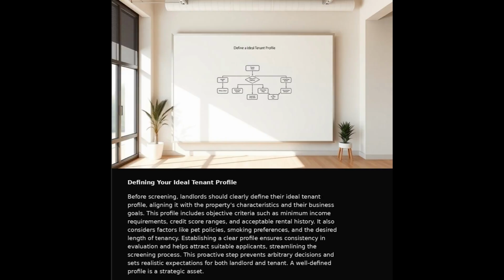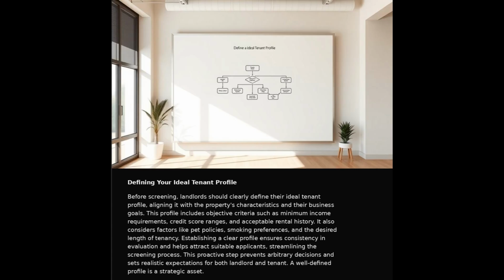Defining your ideal tenant profile. Before screening, landlords should clearly define their ideal tenant profile, aligning it with the property's characteristics and their business goals. This profile includes objective criteria such as minimum income requirements, credit score ranges, and acceptable rental history. It also considers factors like pet policies, smoking preferences, and the desired length of tenancy.